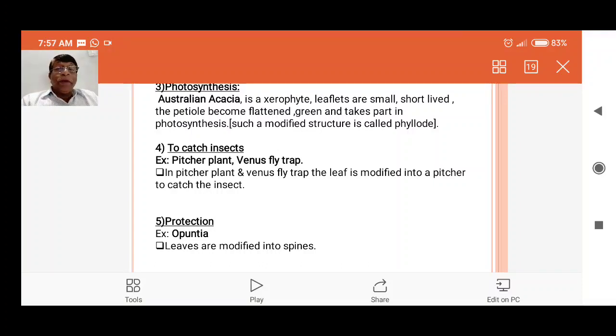Remember, the stem is modified into a green flattened leaf-like structure we call phylloclade. It is different. That comes under stem modification. Here the leaves come under leaf modification. So that's all about leaf modification. Okay, with this the leaves are completed.